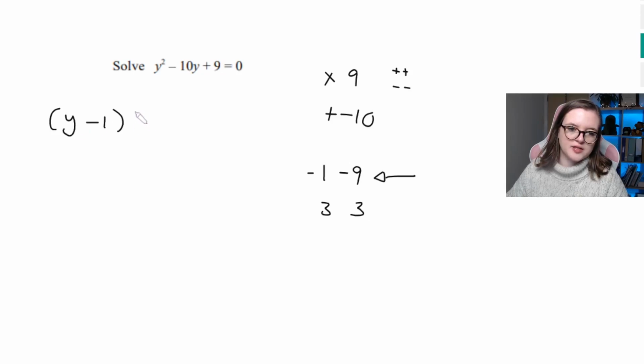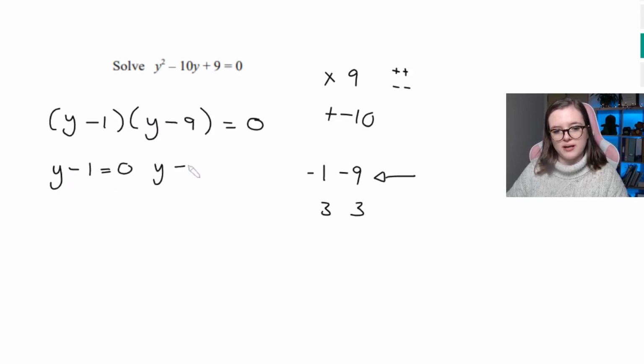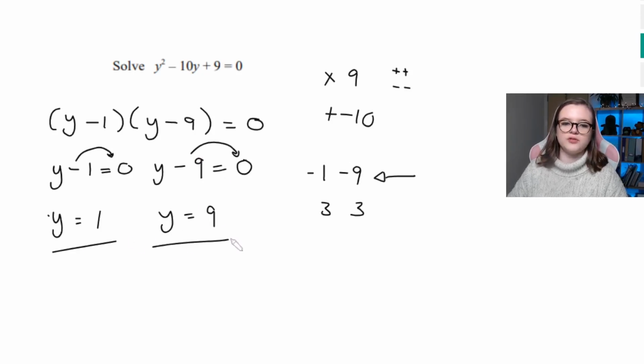Then let's put those in. y minus 1 and y minus 9 equals 0. And then make each of the brackets equal to 0 for that next and final step. So y minus 1 equals 0. Then y minus 9 equals 0. And then add that over there, y equals 1. Add that over there, y equals 9. And that is a solved quadratic.